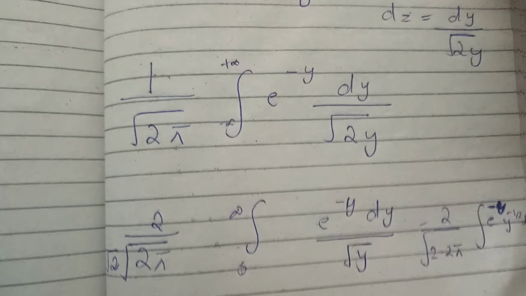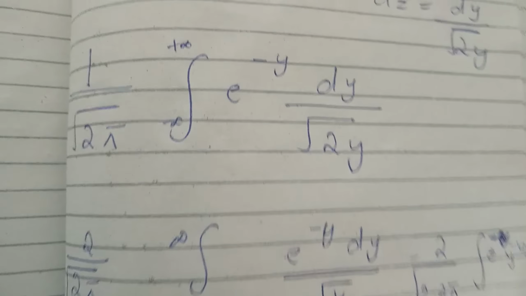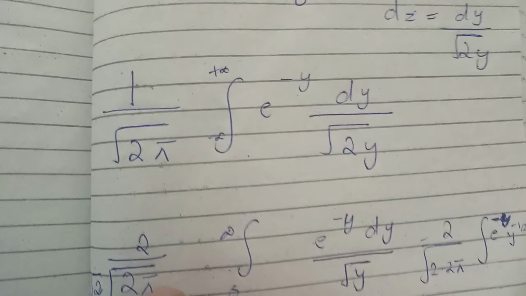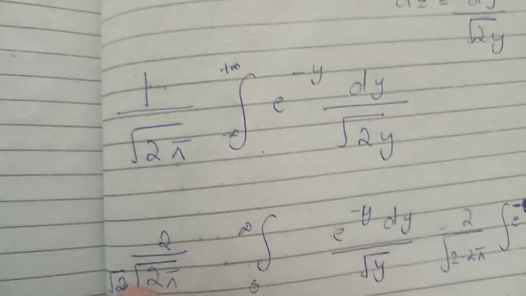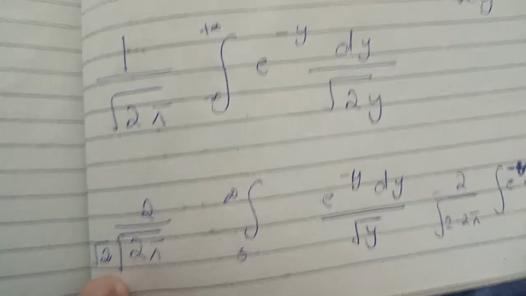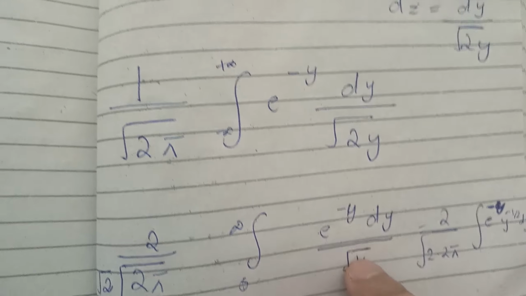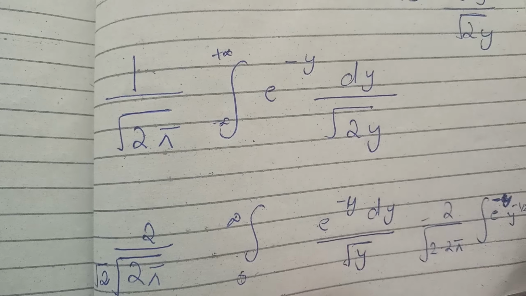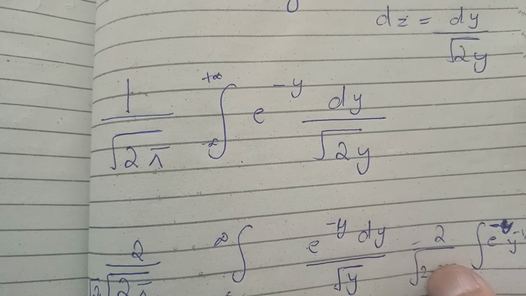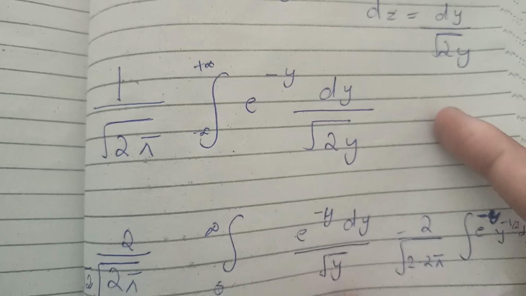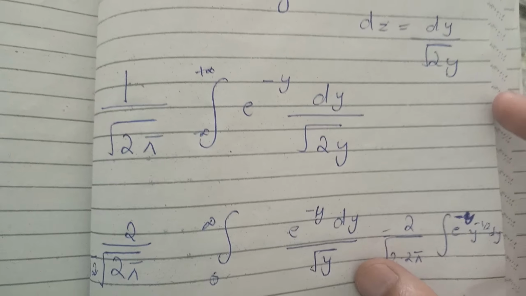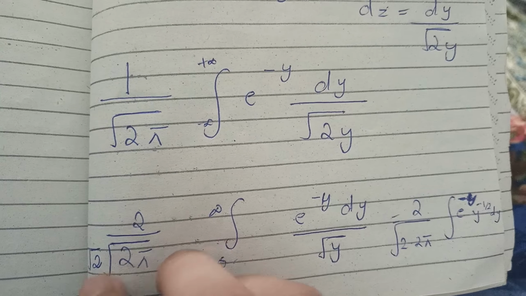Now I'm going to say that I don't need this minus infinity. I need 0 here, from 0 to positive infinity, because we will take only positive numbers. So I'm going to take out the square root of 2 here, and it will be left with the square root of y, and e to the minus y dy will be written as it is. But I have the value of dz here, so we're going to multiply it with 2.